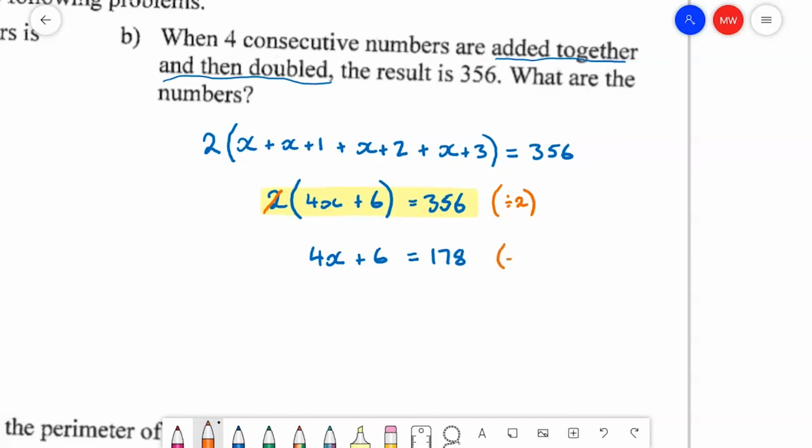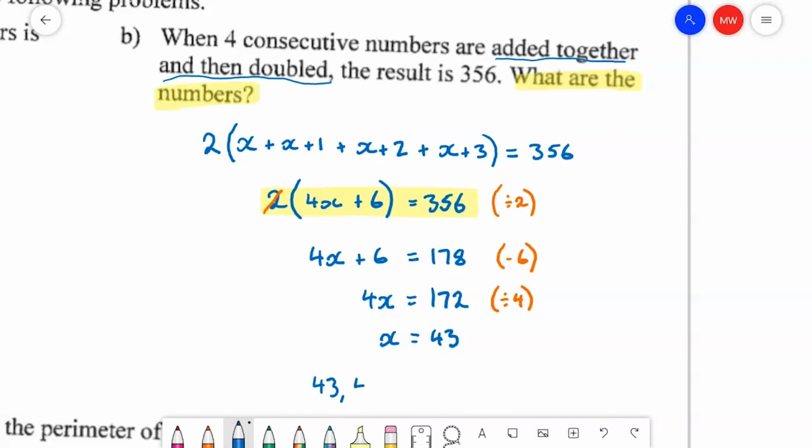Tells me to add 6, so I'm going to take 6 away. All I'll have left is 4x's, and on the right I'll have 172. This time I'm going to divide by 4, and that'll leave me x, and on the right that'll leave me 43. And again, this is not the answer. The question is asking me what are the numbers. Okay, so remember the first one is 43, and then it's consecutive numbers, so 44, 45, 46, and that one's answered.